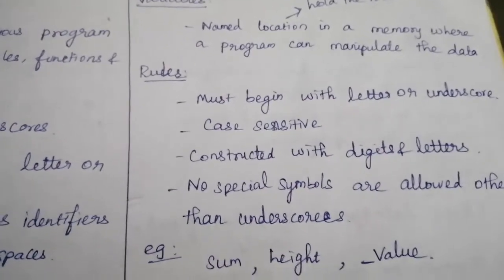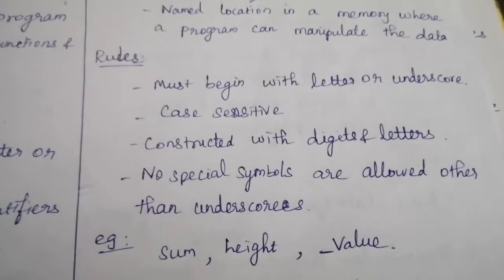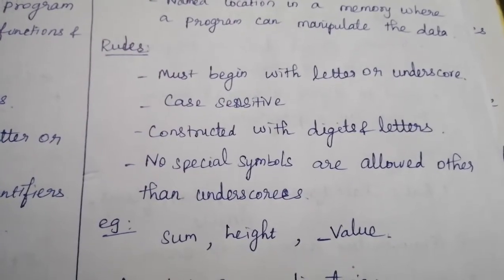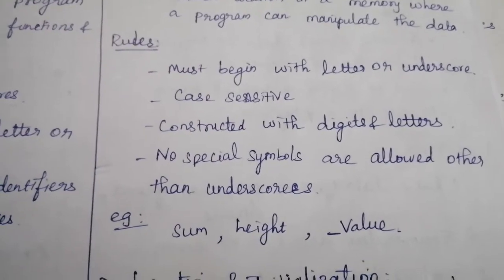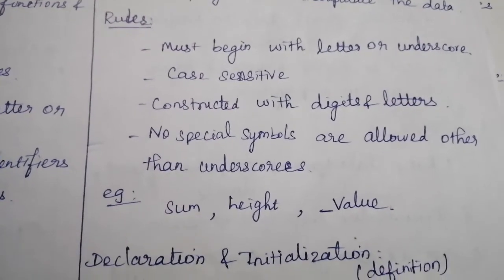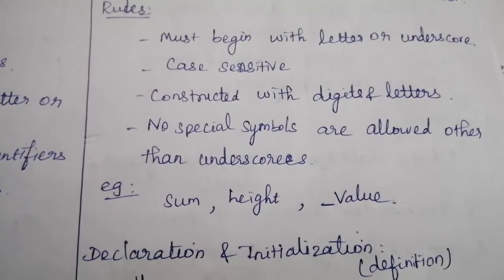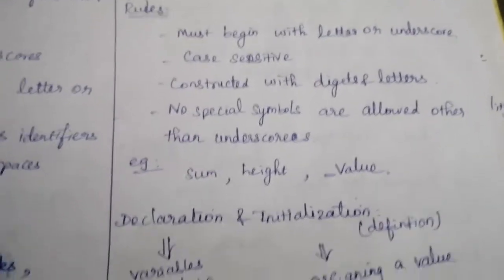Now the rules for naming variables. This is similar to the identifier concept. Here also it must begin with a letter or underscore. It should not start with a number. It is also case sensitive. It is constructed with digits and letters. No special symbols are allowed other than underscores. So these are the examples for variables.